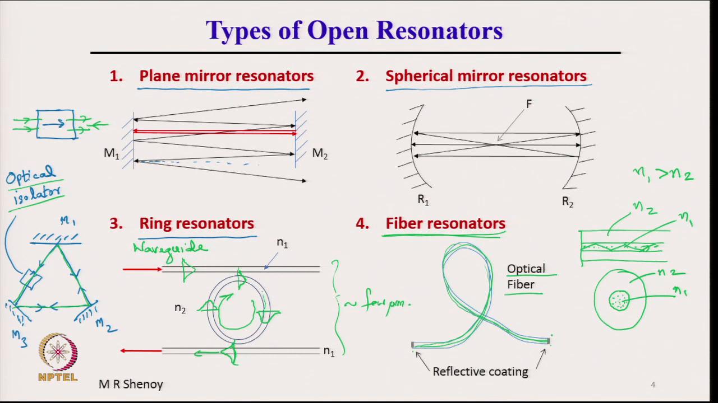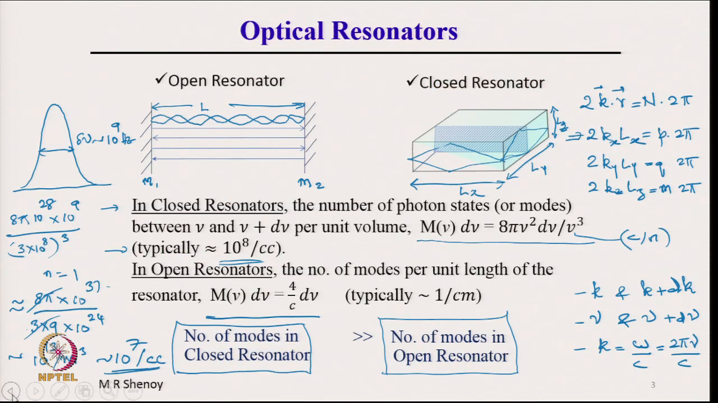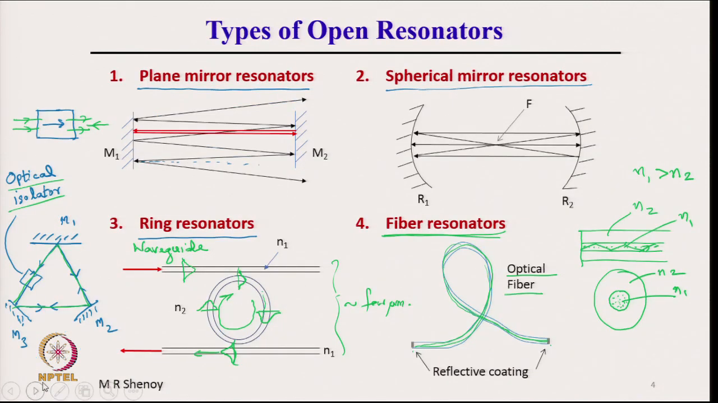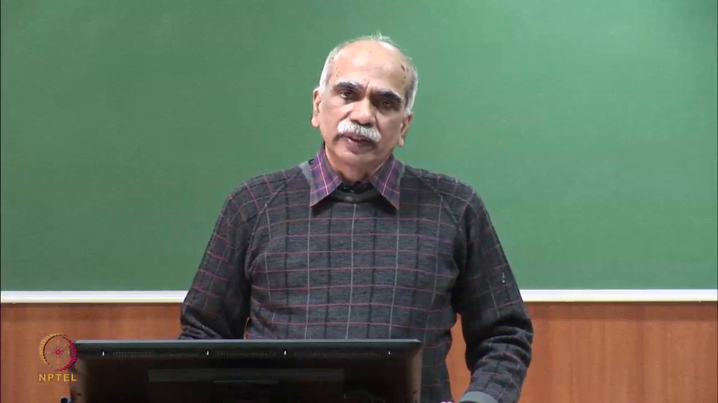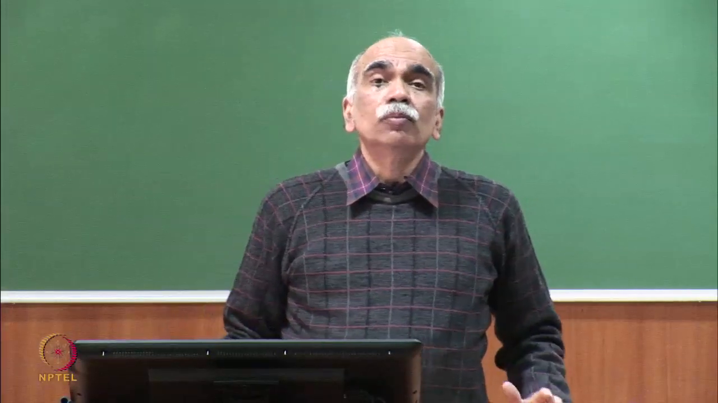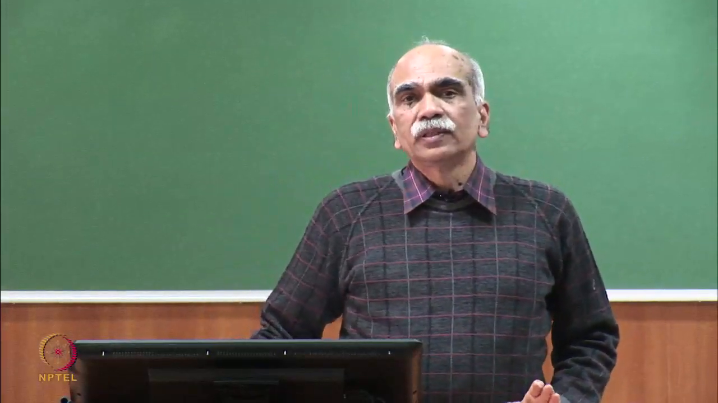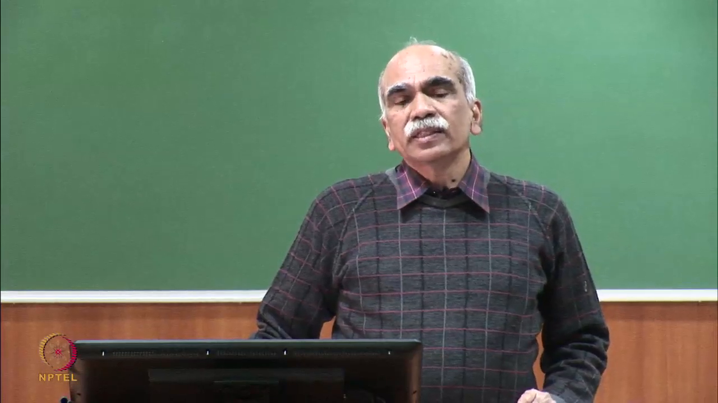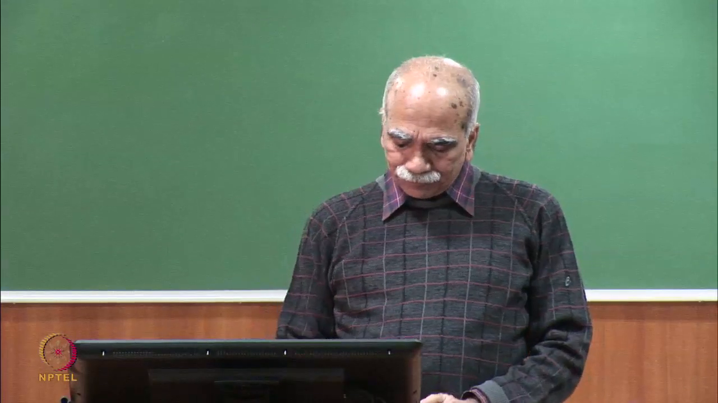There is no other path possible, there is only one path which is possible. Unlike the case of an open resonator, where various ray paths are possible, various paths are possible for light to go back and forth. That is why an optical fiber resonator also qualifies as an open resonator. So, these are the four broad categories of open resonators, very interesting type of resonators.